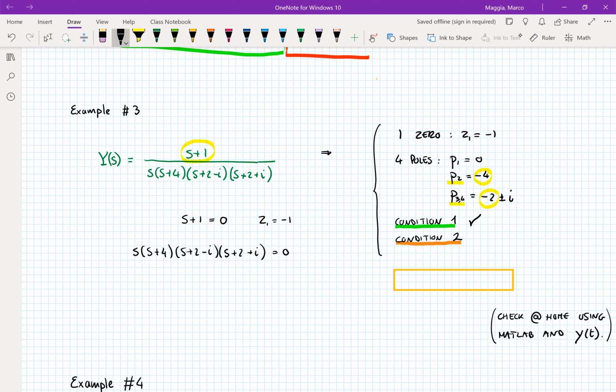What about condition 2? Now we have to check the zero poles. We only have 1 zero pole, so we're fine. In other words, the multiplicity is equal to 1, which satisfies condition 2. We can therefore conclude that the final value theorem can be applied. And so we can find the steady state value by taking the limit in the S domain, which is much easier.